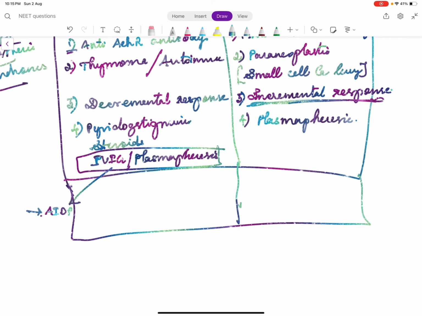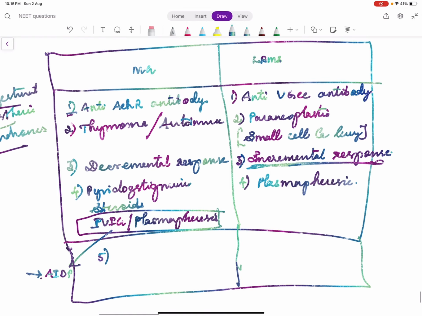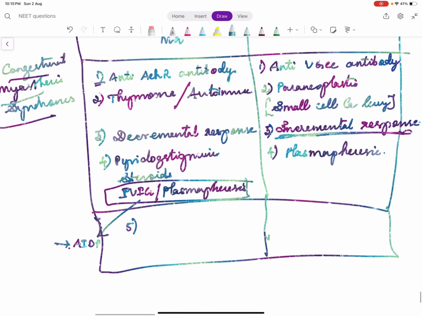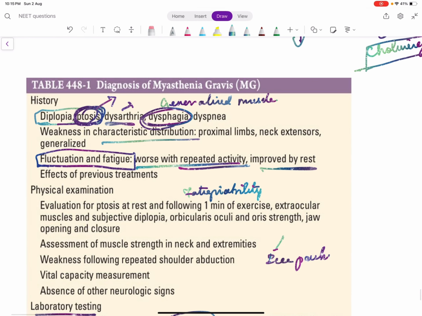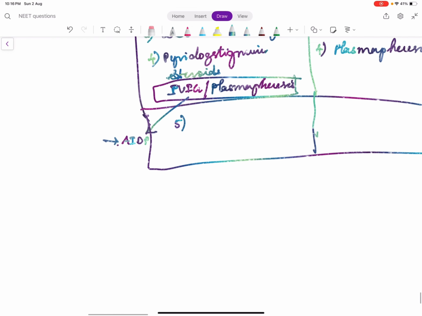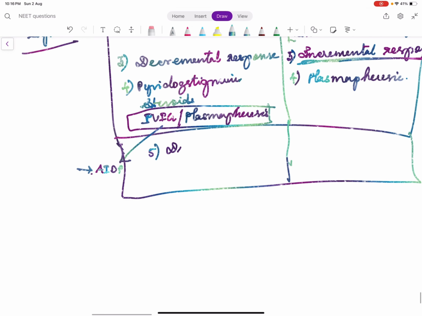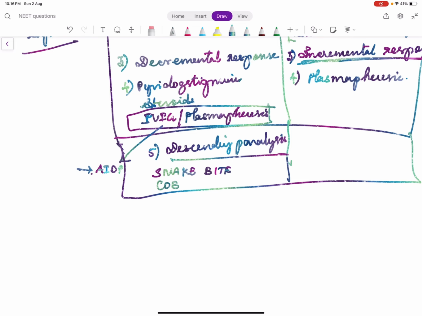What mimics myasthenia gravis? I told you Guillain-Barré syndrome is an ascending paralysis. But if you see the chart, myasthenia gravis usually causes ptosis, diplopia, dysphagia, proximal limb weakness. So it's not causing only an upper limb predominant type of weakness. When it is severe only, it will cause descending weakness. So myasthenia gravis is actually a type of descending paralysis. Snake bite is also a descending paralysis. So myasthenia gravis is similar to cobra snake bite.